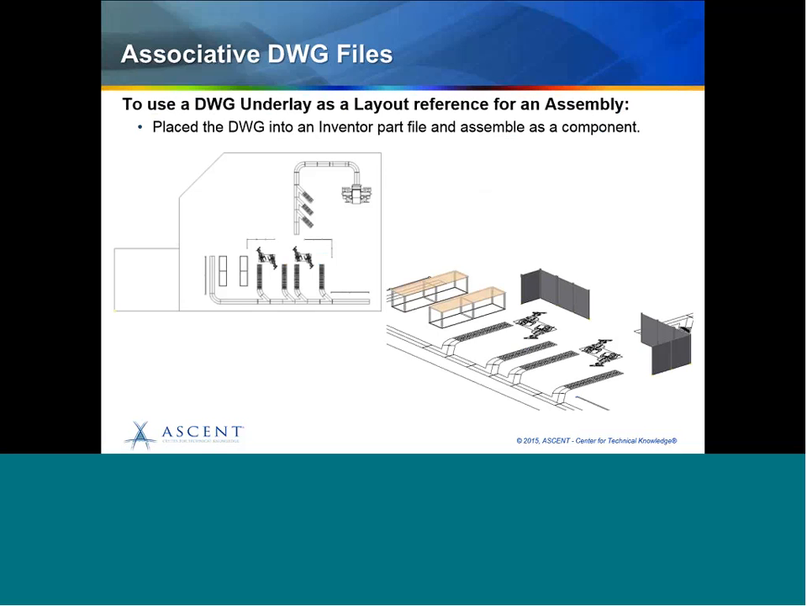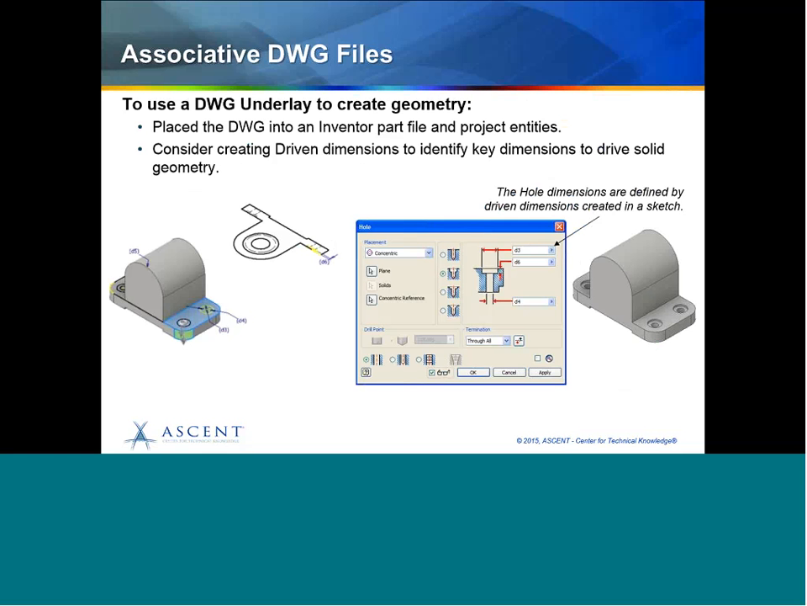So there's a couple of different workflows that I can see customers getting really excited about in terms of what they can do with this functionality. One of them is the ability to bring in the DWG underlay, maybe a layout file, so a factory layout, and then in Inventor assemble to that layout and have that associativity, so that if changes were made in the layout, the actual assembly file would update. I'm going to show you a little demonstration of that.